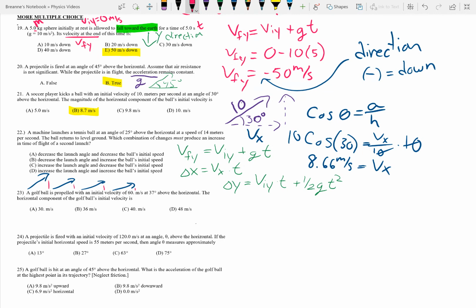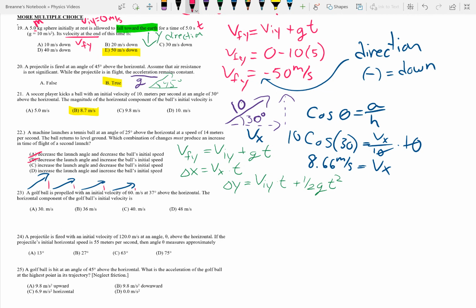would that increase your time? Hopefully you said no, because height affects time. So decreasing the angle would not work. It doesn't even matter what the other thing is. So increasing the angle works. We know we're down to C and D.